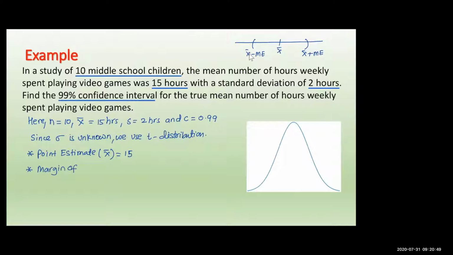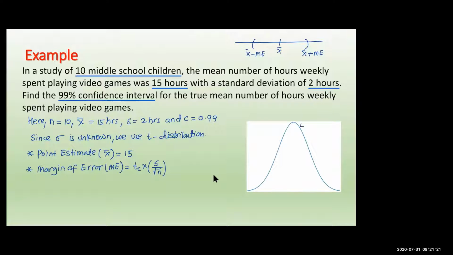Margin of error, we write ME is equal to, if you remember the formula, we are using the t distribution here. So it should be t critical multiplied by the sample standard deviation divided by the square root of n. So we have this sample standard deviation here. We have n equal to 10. We don't have t critical. So first we are going to find t critical using the t distribution.